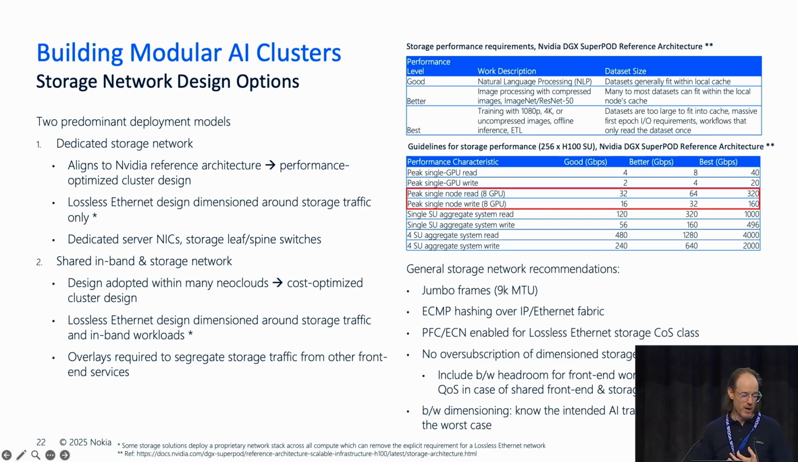And if you look at that red box that I have there, this takes the requirements for a given node. So this is a single node with 8 GPUs. If you look across to the best side, that maps to a sustained read rate of 320 gigs and a sustained write rate of 160 gigs.